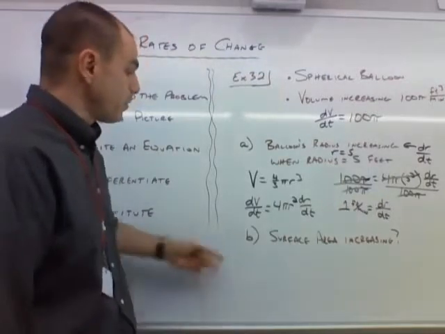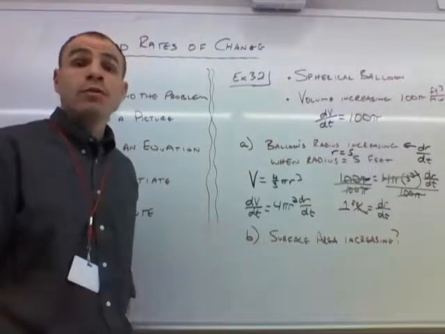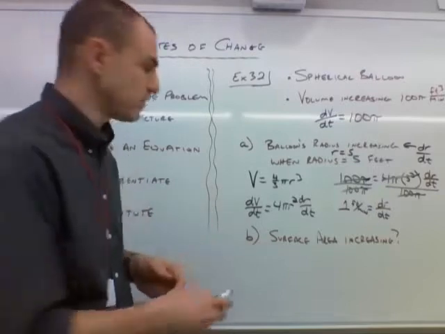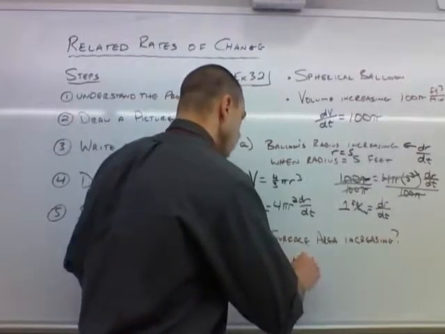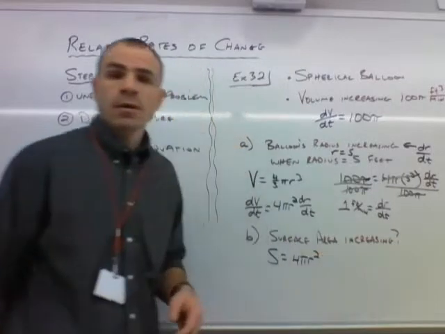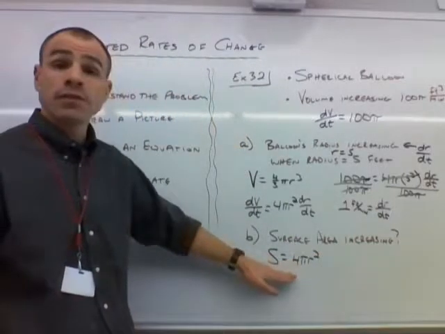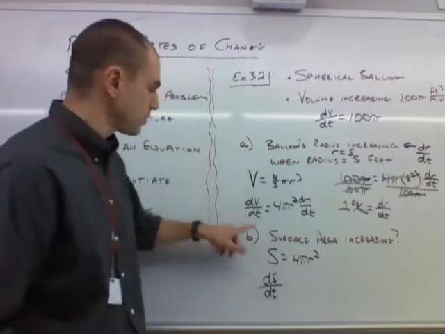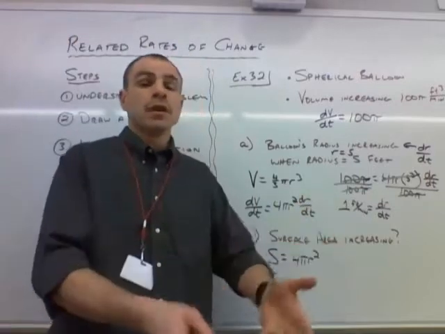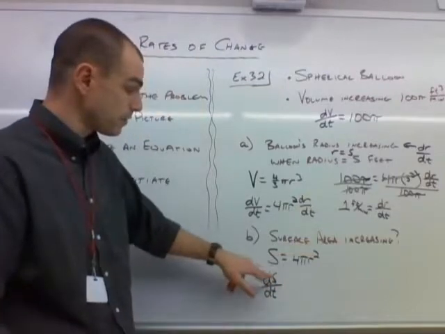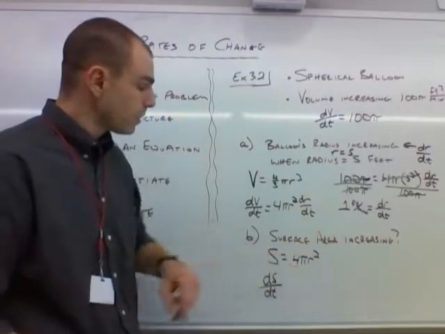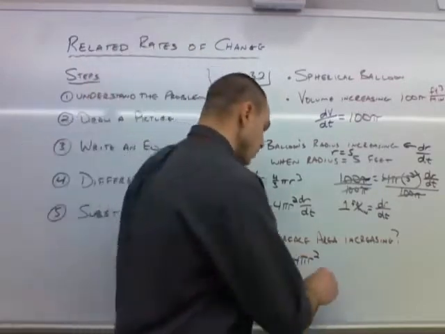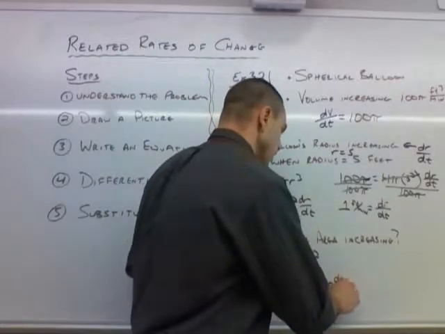Now, part B says, at this exact moment, what's the rate at which the surface area is changing? So we need the formula for the surface area of a sphere. Surface area of a sphere is 4 pi r squared. And if we find the derivative of the surface area, we're going to have dS dt, because surface area is going to be just like volume and just like area from the previous problem. It just derives to 1 times the derivative of surface area with respect to time. Over here on the right side of the equation, the 4 and the pi are coefficients, so they're going to stay. But r squared is going to derive to 2r dr dt.